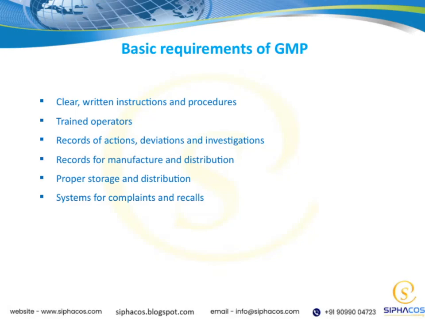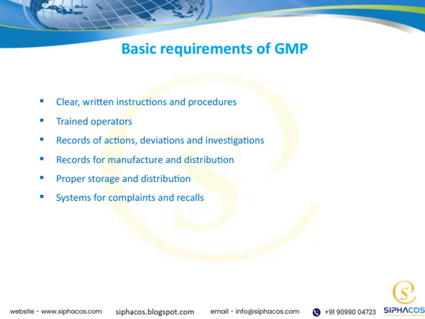Let's talk about some of the fundamental aspects of good manufacturing practice, or GMP. First, having clear, written instructions and procedures is essential. These ensure that everyone knows exactly what steps to follow, which helps maintain consistency and quality throughout the manufacturing process. Next, trained operators are crucial. Proper training ensures that staff understand the procedures and can perform their tasks correctly, reducing errors and improving safety.